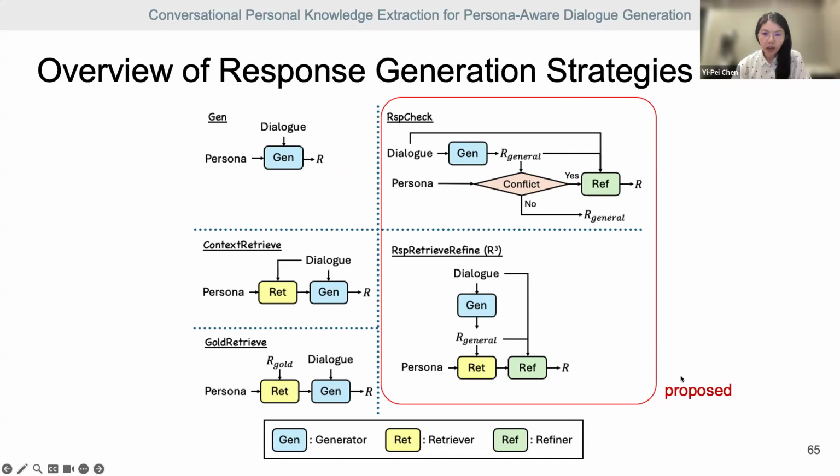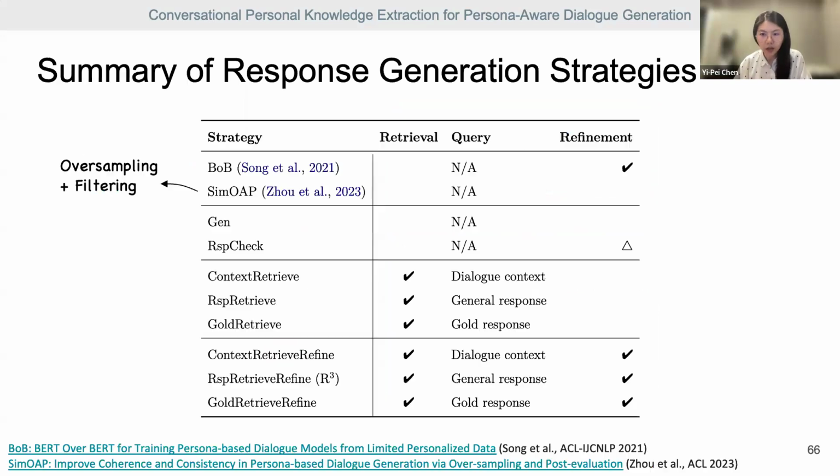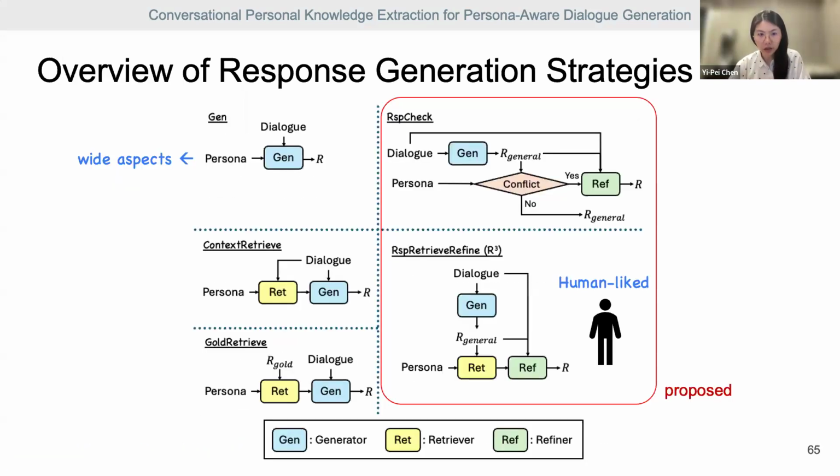When responding to others, we often formulate an utterance based on the dialogue context, and then we might adjust the response based on our knowledge of the listener. However, conventional generation strategies either directly generate the response given all personas, or they select the personas according to the dialogue context. They retrieve the persona based on the dialogue context.